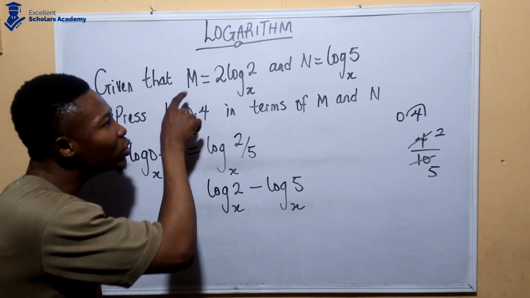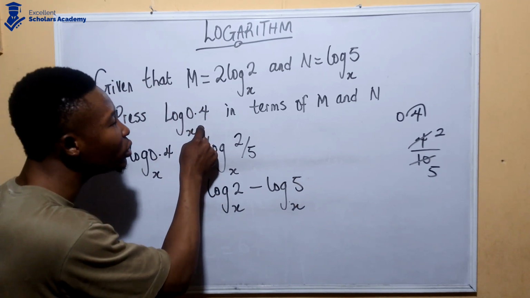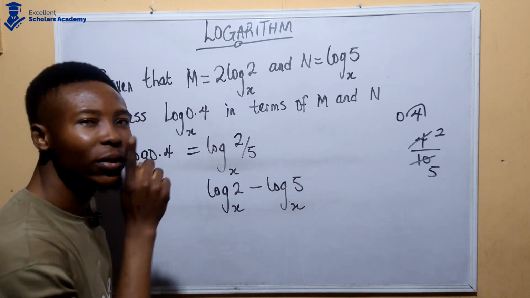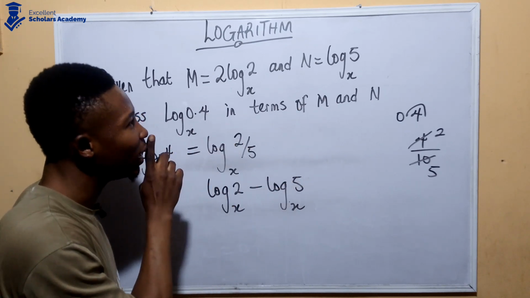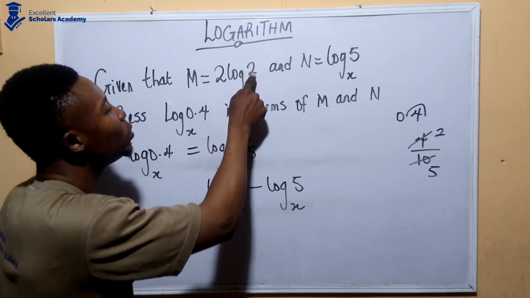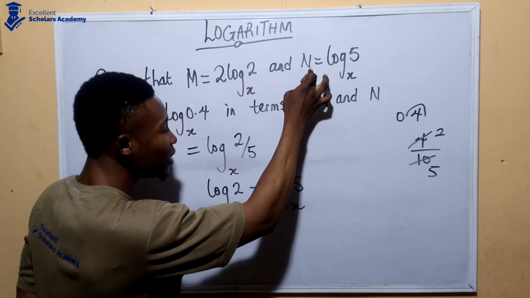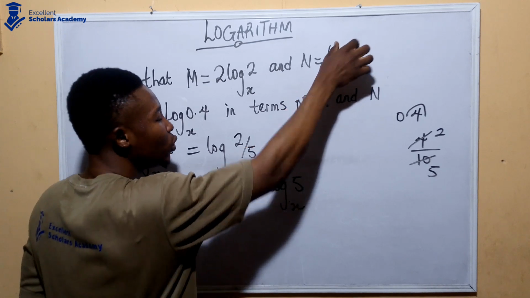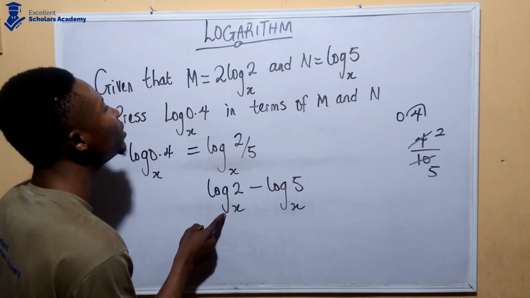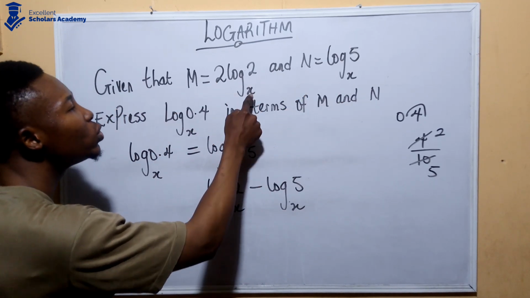Now, go back to what you were given, because you have to express this logarithm in terms of m and n. In terms of m and n. Now, m is equal to 2 log 2 base x, and n is equal to log 5 base x. I think this is already settled. n is equal to log 5 base x. But how do we go about the 2 log 2 base x?